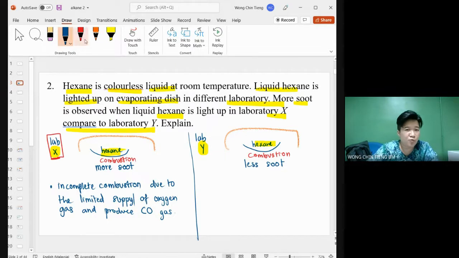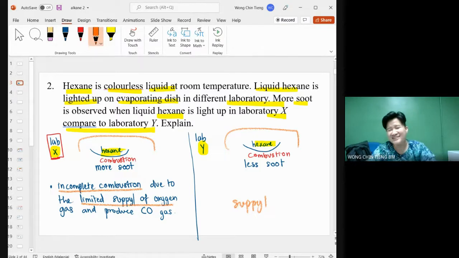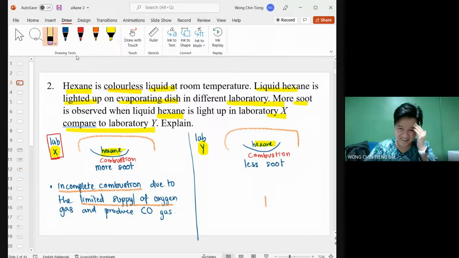Boleh? So, whenever dia adalah cerita pasal combustion, bagi tahu jenis combustion, bagi tahu keadaan oksigen. Supply. Why I look stupid today? I don't know, eh? Oh my God. All right. Anyway, yeah, back to that. 3 things, the type, the oxygen, and the product.